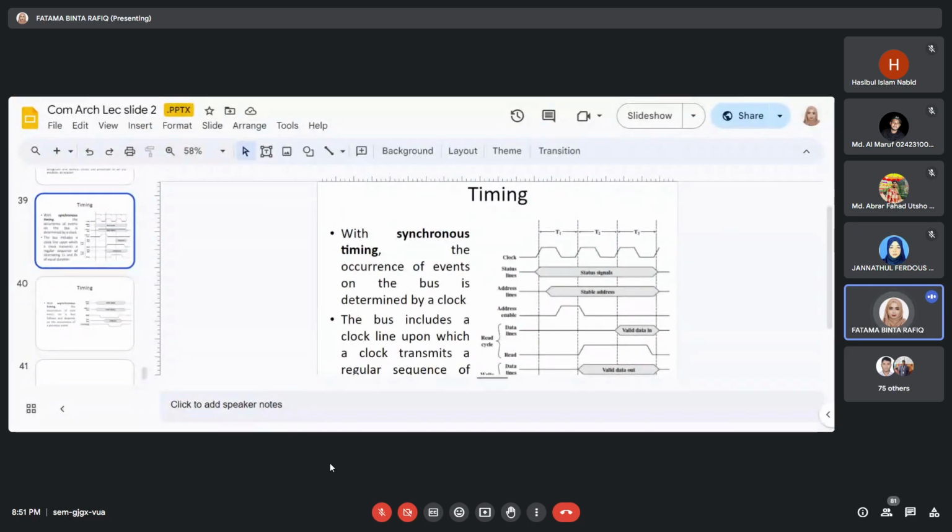So if there is no question, I will finish today. In the next class, we will first complete the theoretical part, that is asynchronous and synchronous timing, and then we will move forward to the next topic. Some math we will practice in the next class. Clear?